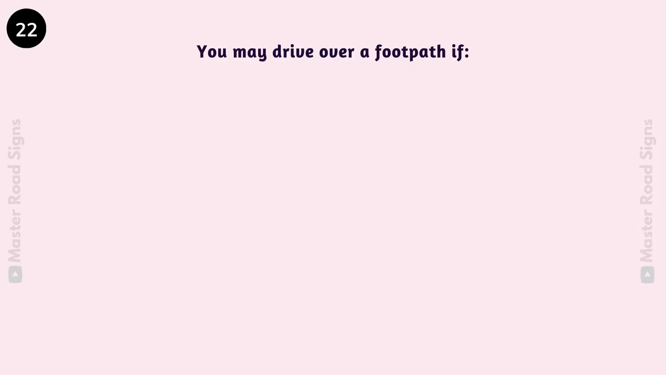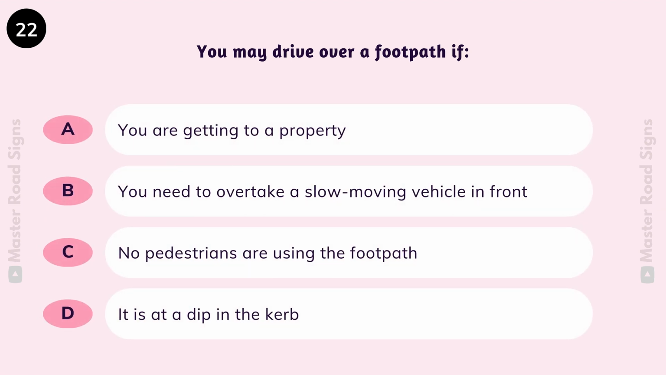Question 22. You may drive over a footpath if A. You are getting to a property. B. You need to overtake a slow-moving vehicle in front. C. No pedestrians are using the footpath. D. It is at a dip in the curb. The answer is A. You are getting to a property.